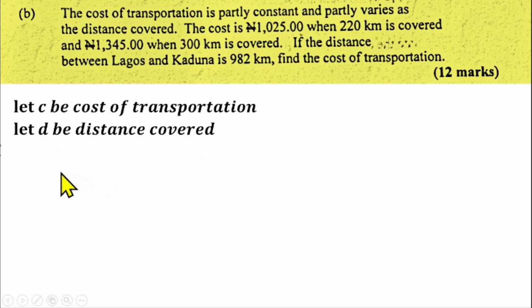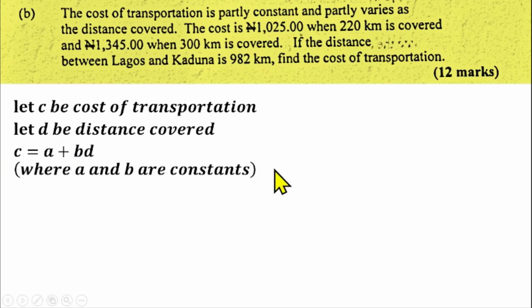So if you do that, you'll be having this equation: C equals to the first constant A plus the distance D multiplied by another constant, which is B. Where A and B are constants, C is the cost of transportation and D is the distance. So this is the equation that we're able to generate from this partial variation.